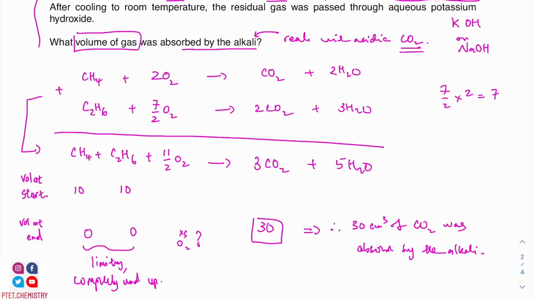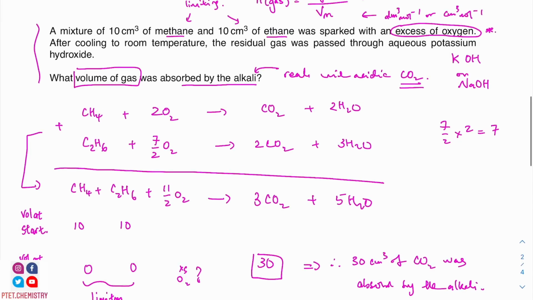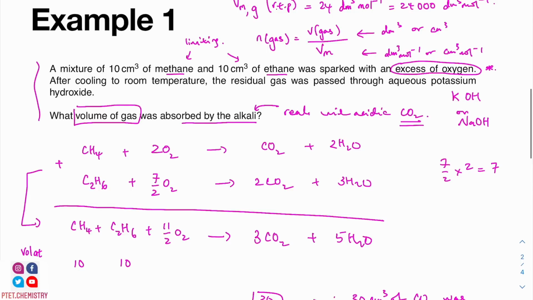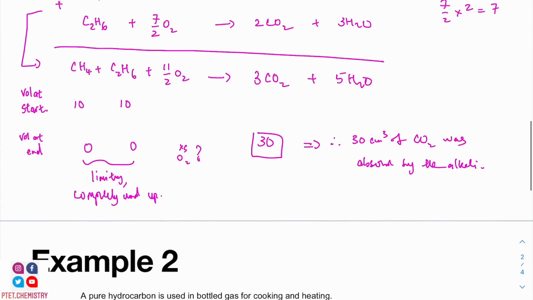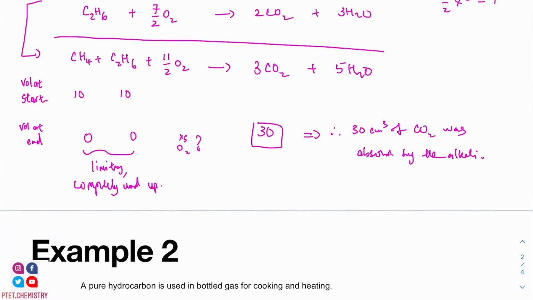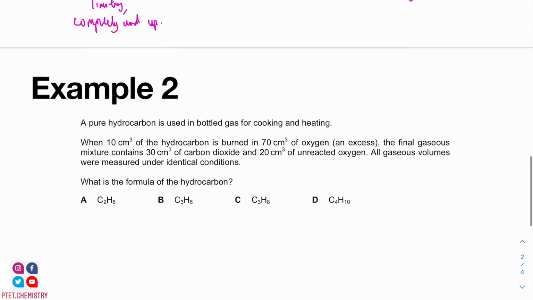Alright? So I hope you get to see the idea of working out the volume at start and volume at end. That's the same as working out the mole ratio because we are talking about gases. Alright? That's the important idea here. And obviously CO2 being an acidic gas, it will react with the alkali in an acid-base neutralization reaction.